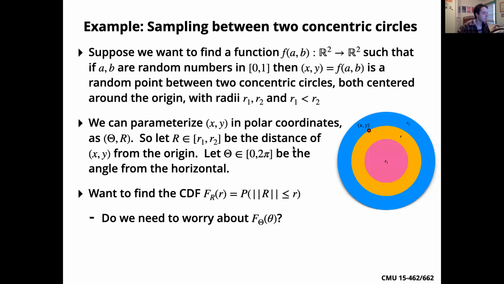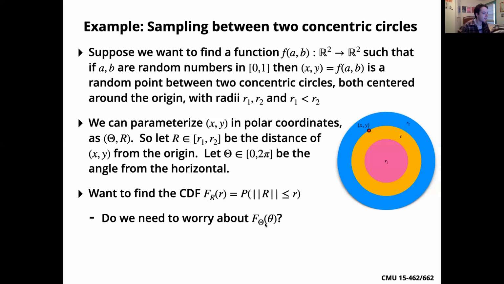Okay, yeah. So do we need to worry about f of theta, f of big theta? Again, we're looking for the probability that, given a random point in here, this is a function, so little r is the input to this function, and we want to know the probability that the radius that was randomly chosen is less than or equal to this input radius.